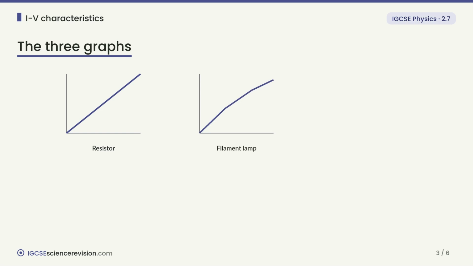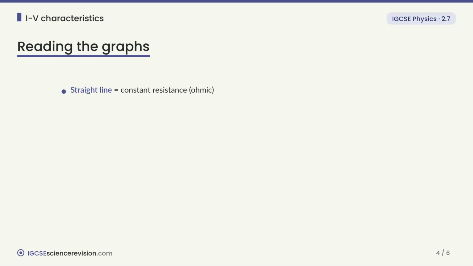As more current flows, the filament heats up, its resistance rises, and the current increases less steeply. And a diode only lets current flow one way, almost nothing in reverse, then rising sharply once it switches on in the forward direction. So how do we read them?